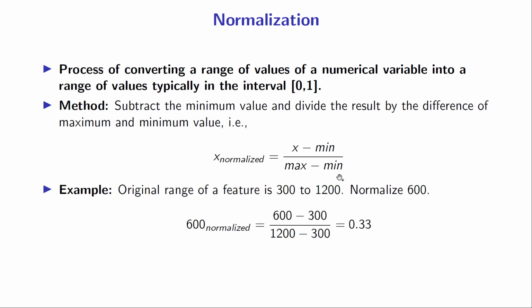Let's take an example. So assume that the values belonging to a given feature range from 300 to 1200 and we have to normalize a value 600. So here as we see min is 300 and max is 1200. So what we do is we first subtract the min value 300 from 600 and we divide it by the difference between min and max, which is 1200 minus 300, and this is what we get. Since we use min and max values for this process, this is also called min-max normalization.